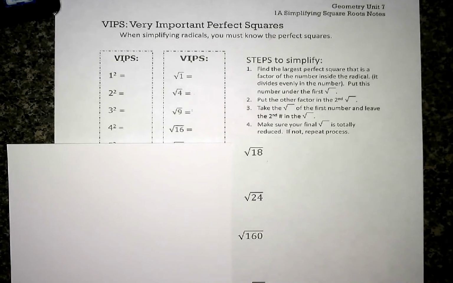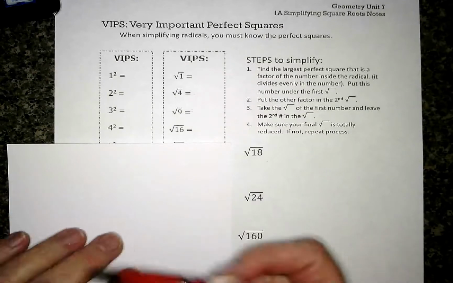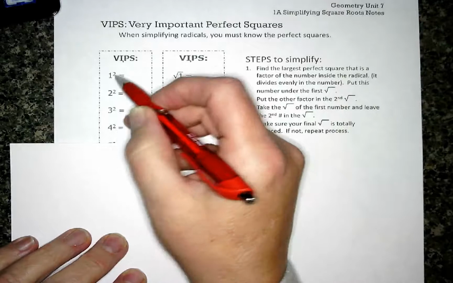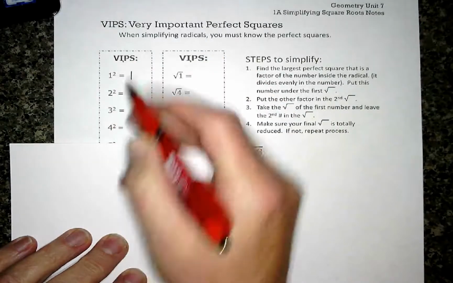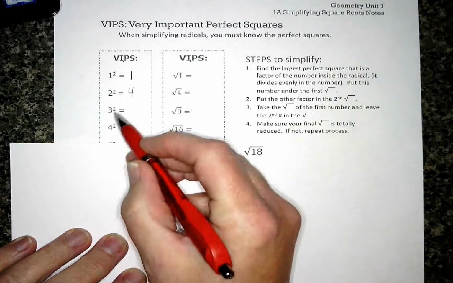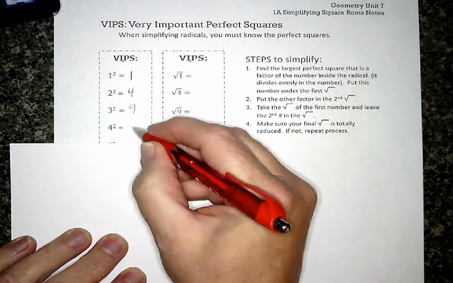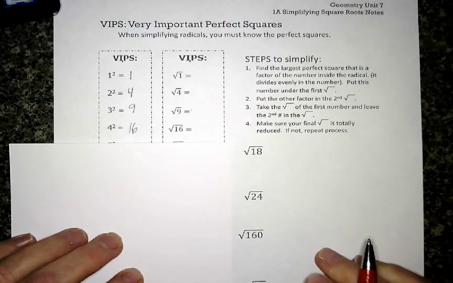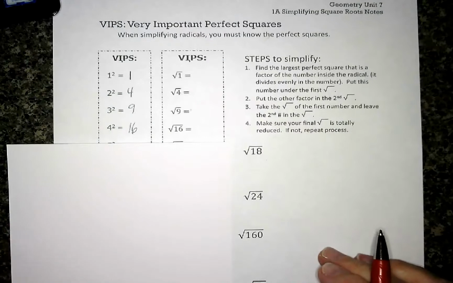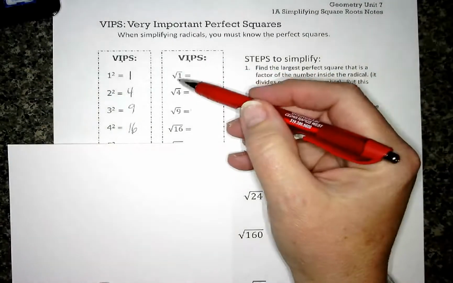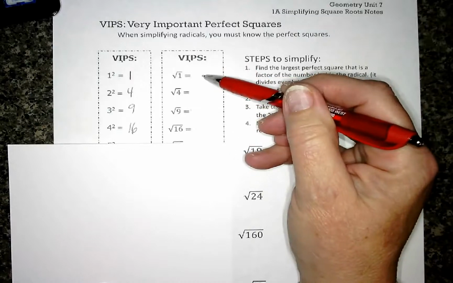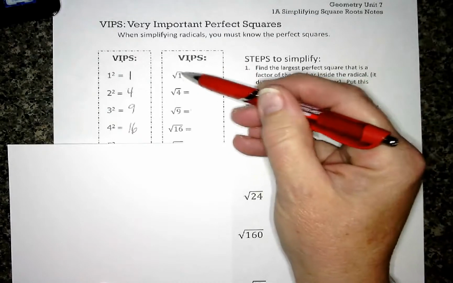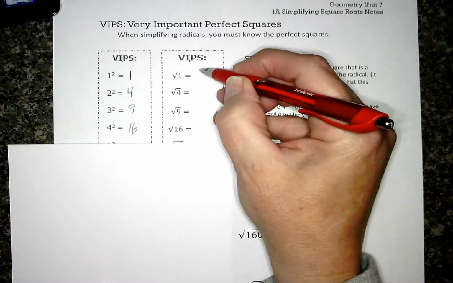The two columns I have here for the VIPs are very much related to each other. Let's go to this first one. We've got 1 squared, 1 times 1 is 1. 2 squared is 2 times 2, 4, and so forth. 4 squared is 16, okay? Those are related over here to when I take the square root. The square root of a number is that number times itself to give me the number underneath here. So these are going to be perfect whole numbers.